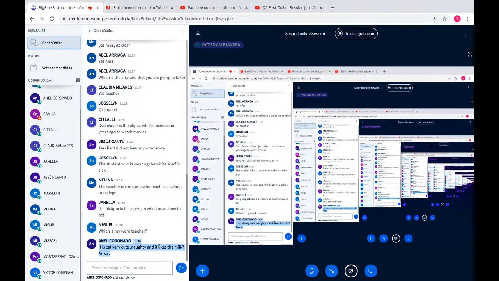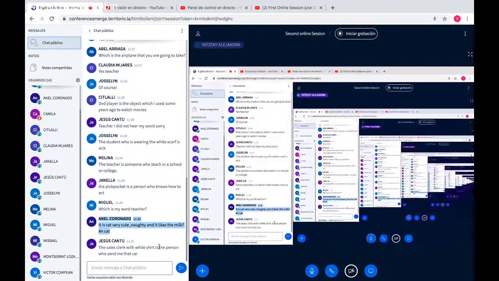Remember, join two sentences in one using the relative pronouns. It is missing cat, dog, an iron, sales clerk, and vandal. The sales clerk with white skirts is a person who sends me that card. Sends, okay? Perfect.